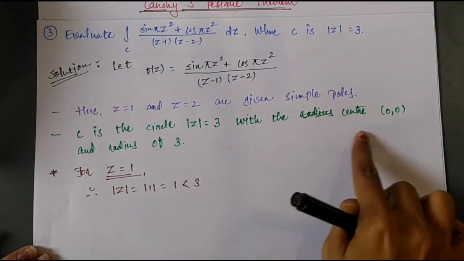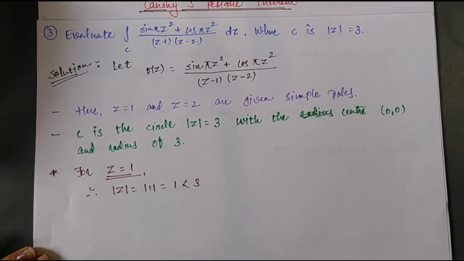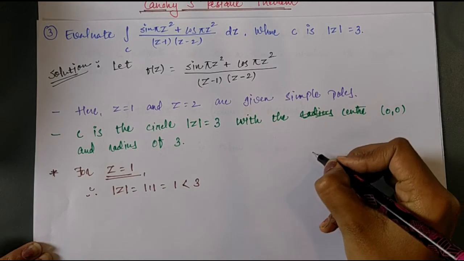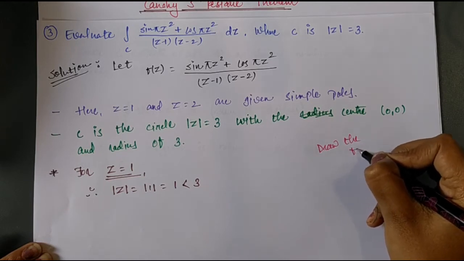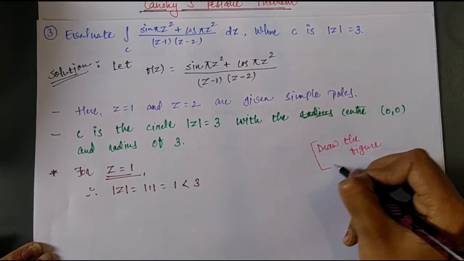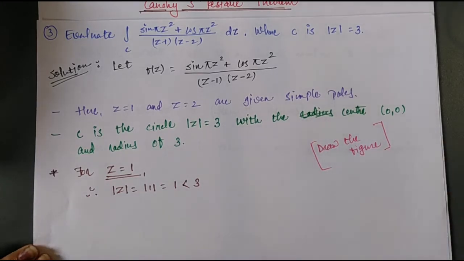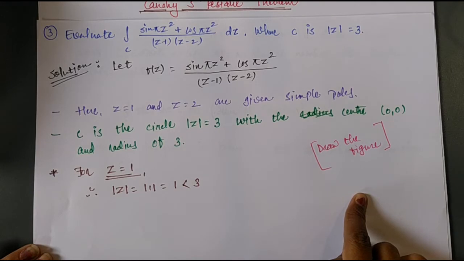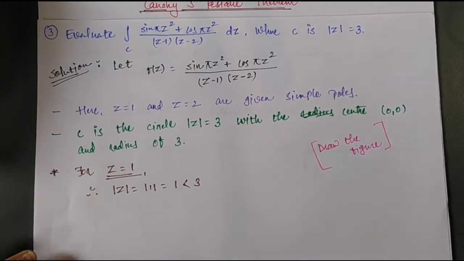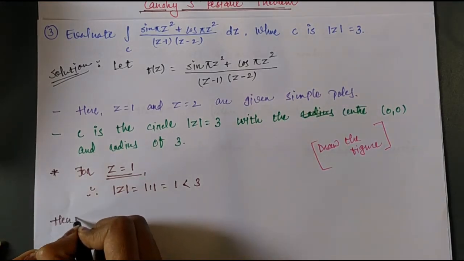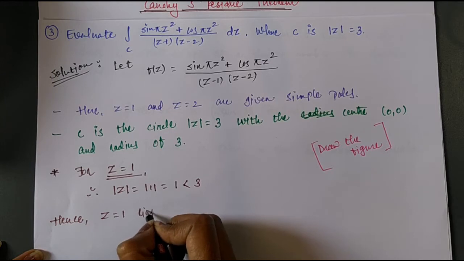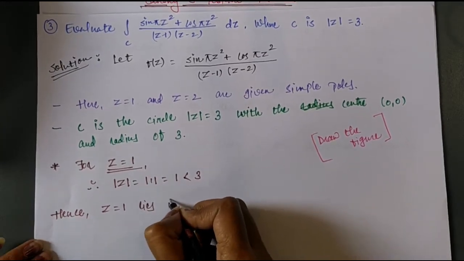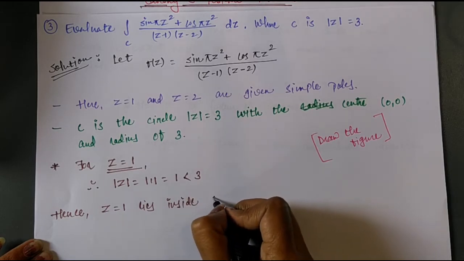So here you have to draw the circle of radius 3. Here I am not drawing, but you have to draw for sure. So I am writing here just a note: do the figure. Now a circle of radius 3 will be formed, so here you have to check whether 1 is in the inside part or the outside part. So you can say that hence z equals 1 lies inside the C, right?